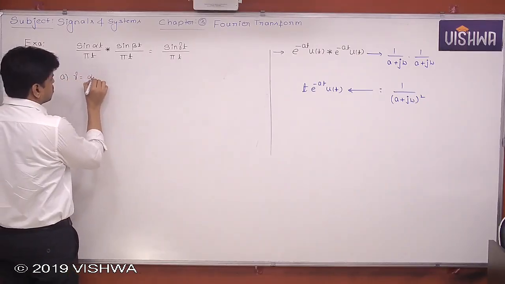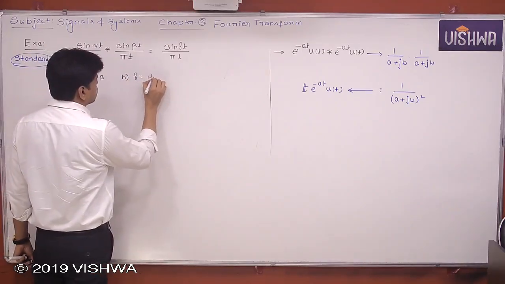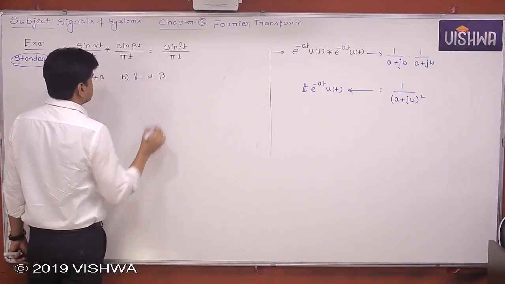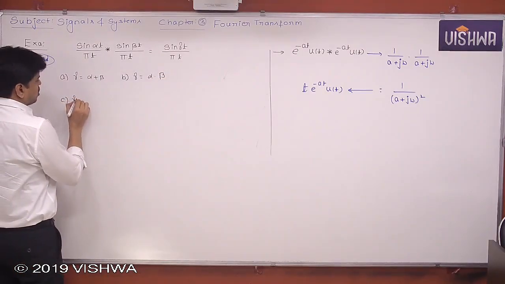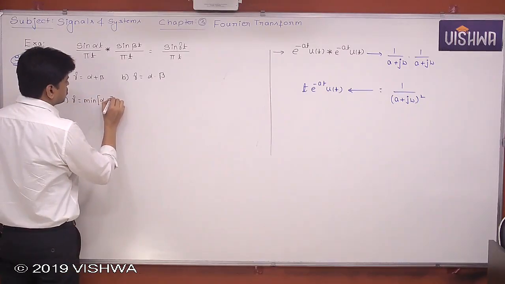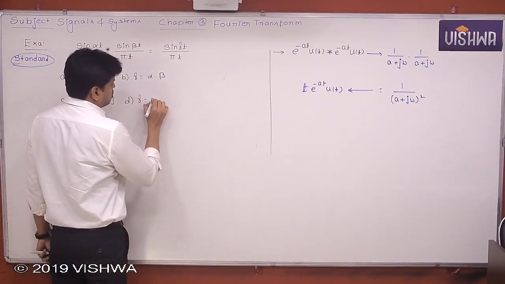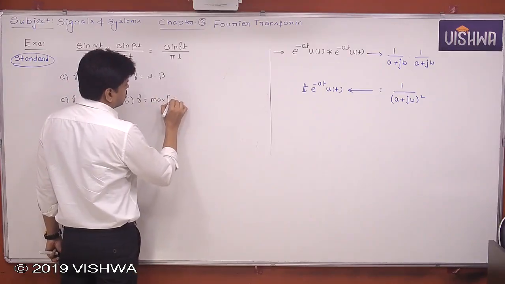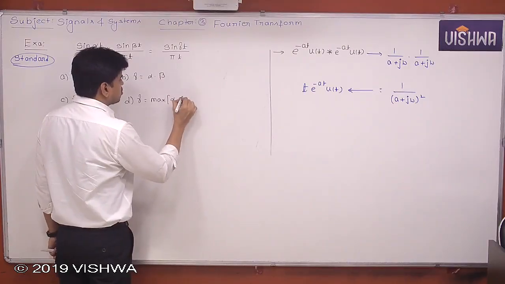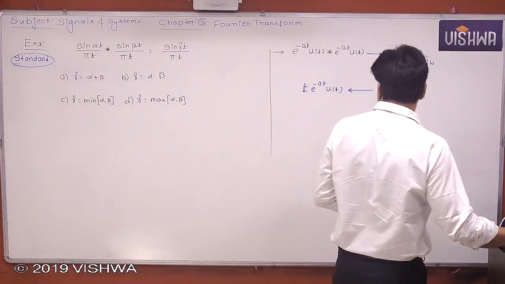Option A, gamma is equal to alpha plus beta. Option B, gamma is equal to alpha multiplied with beta. Option C, gamma is equal to minimum of alpha comma beta. Option D, gamma is equal to maximum of alpha comma beta. So which option is going to be correct?